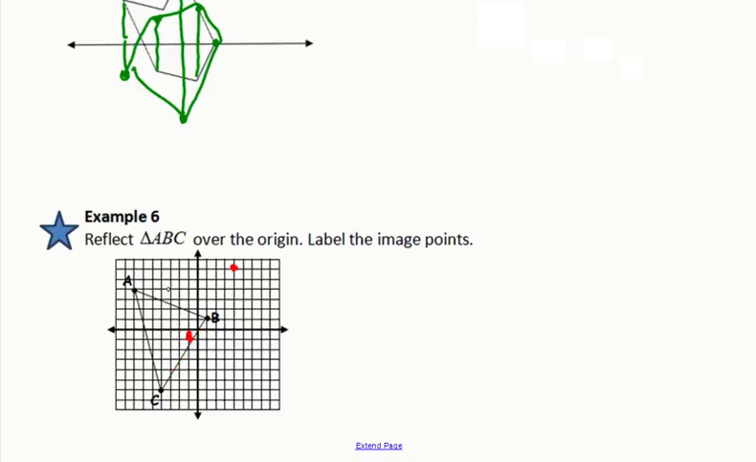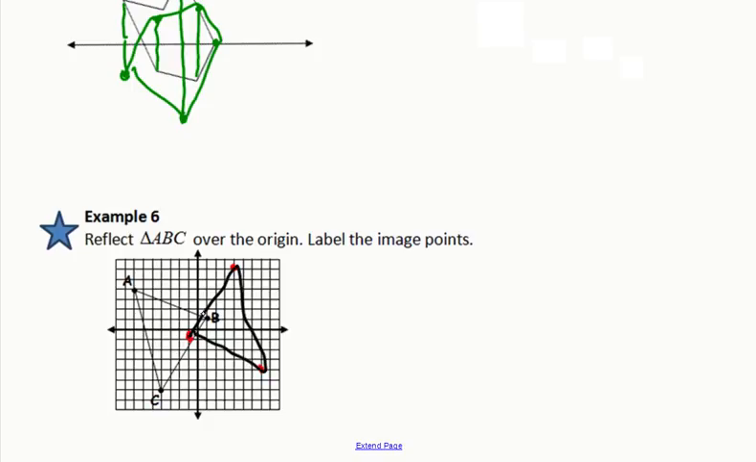So 1, 2, 3, 4, 5, 6, 7, and 1, 2, 3, 4. What if I go 1, 2, 3, 4, 5, 6, 7, and 1, 2, 3, 4? I think I did that backwards because that does not go through the origin. So let's do that again. Let's go 1, 2, 3, 4, 5, 6, 7 over, and 1, 2, 3, 4 down. I think I did that right. That would definitely go right through the origin if you connected those. So I'm going to erase that last one and draw the triangle, and I think I have my reflected triangle.